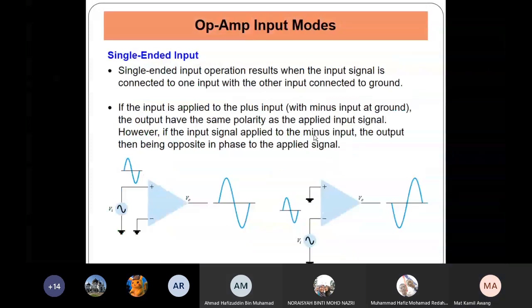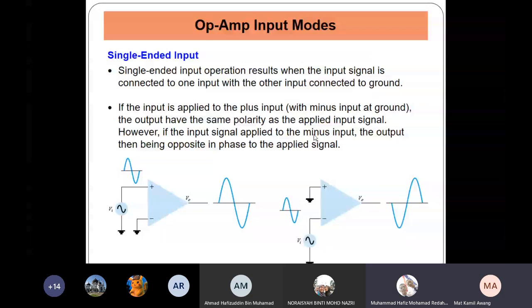Okay. Now we are going into the types of input modes for the OpAmp. The first one is the single-ended input. What does single-ended input mean? It means that you have two inputs, plus and minus, the non-inverting and the inverting input. Single-ended input is that you use one for your input signal and the other one you connect to the ground.